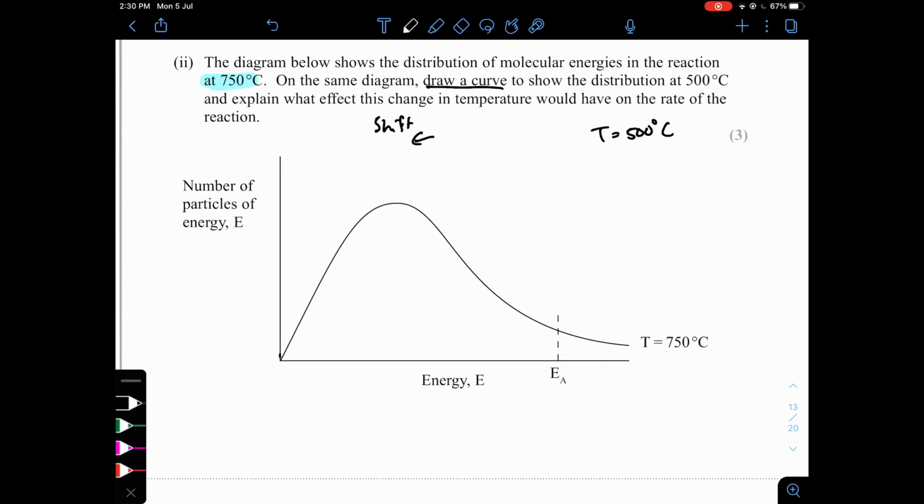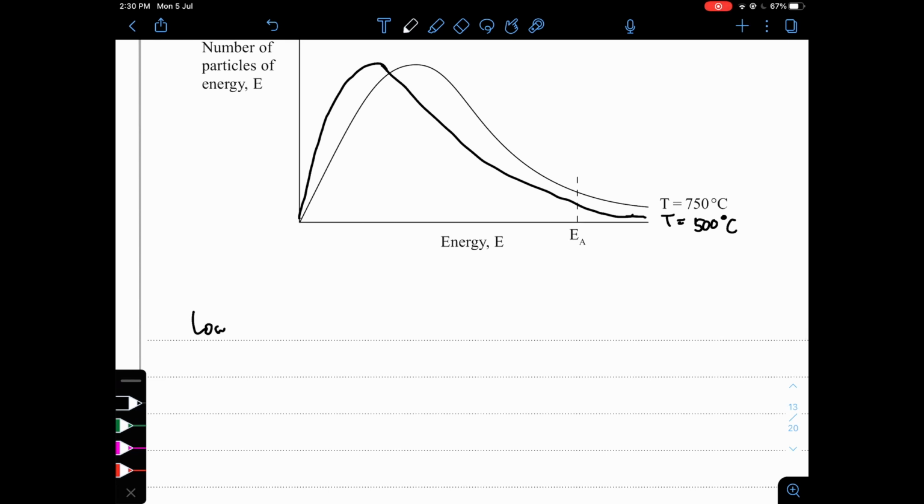So if we go up over here, it also should be lower all the way, so T equals 500 degrees. Now why is that? That is because a lower T would mean that the average energy of particles would decrease.